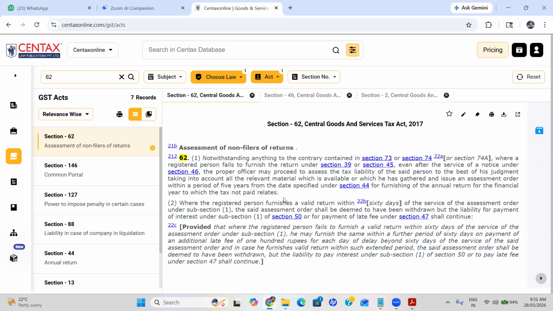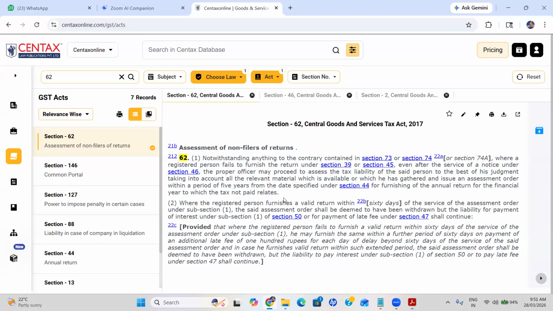So to that extent, wherein I have filed my 3B and paid my taxes, that amount has to be adjusted against the demand created under 62, because section 62 does not create a new charging section. It is only an assessment provision. And once my same supplies which have been reflected in GSTR1 have been made part of ASMT 13, and tax on those supplies has been discharged by way of 3B, that means that amount has been paid, and there is no restriction in the statute which says that the amount has to be paid by way of DRC 03 only.